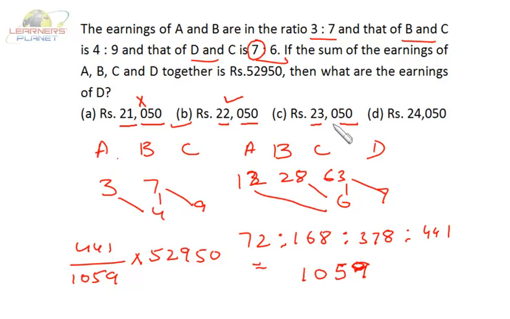50 minus 23 is 27, which is not a multiple of 7, so it cannot be the right choice. Similarly, 50 minus 24, that is 26, which is also not a multiple of 7, so it won't be the right choice. So we are left with the single answer, that is 22050.